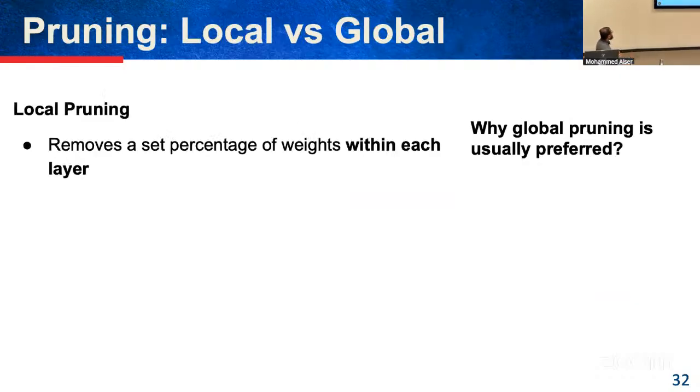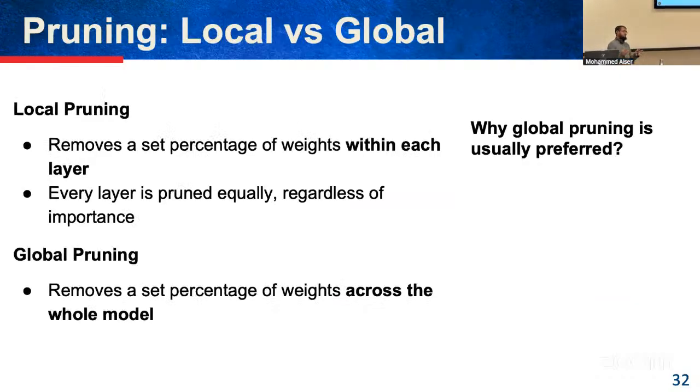Okay, there is pruning. Pruning can be local or global. So local pruning means that you are applying the pruning layer by layer. If you remove the same percentage of weights from each layer, this is actually local pruning. And global pruning means that you will select a certain percentage of the weights of less importance from the whole network. So my question is, why is global pruning usually preferred?